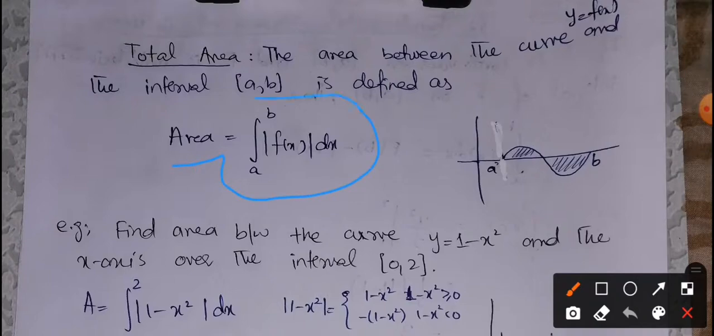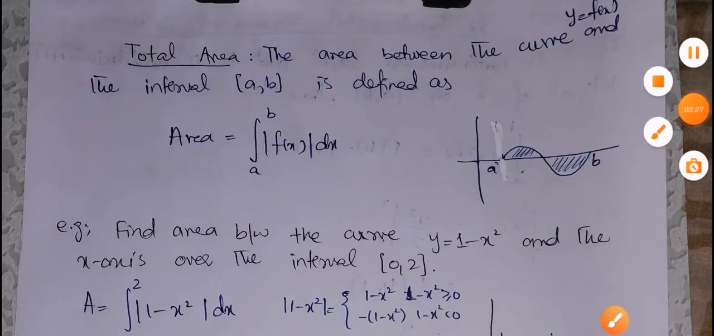Area will be represented as the integral from a to b of mod f(x) dx, and this mod is just playing a role. We know that the area must be a positive term, so in order to make it positive we are inserting the mod of f(x), and this interval from a to b is defined over here, because we want to find the area between the curve and the closed interval a to b.